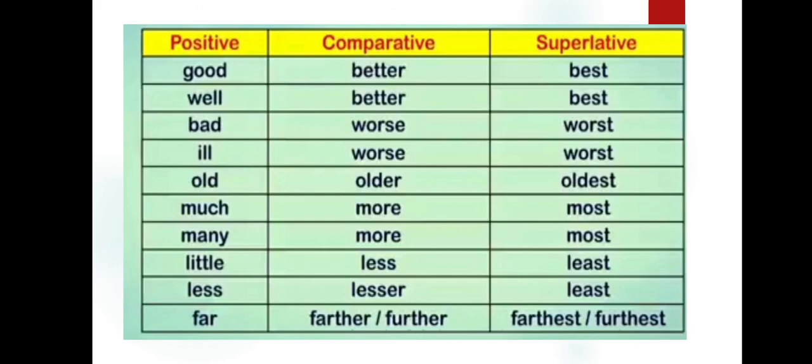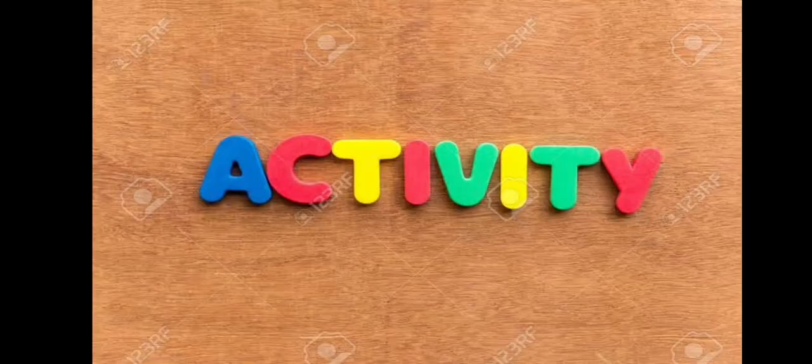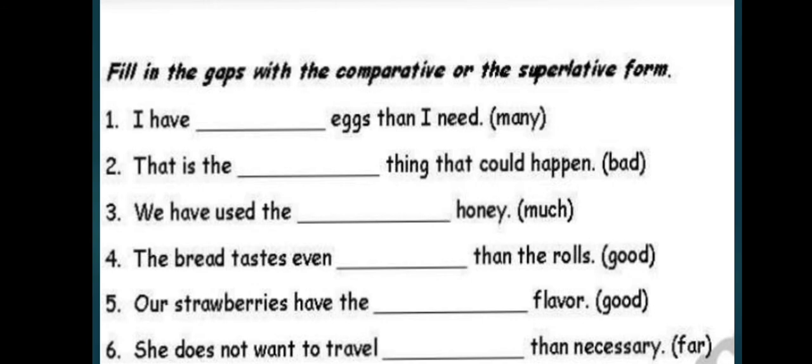Now, children, here is an activity for you all. You have to do this activity in your rough copy. In this activity, you have to fill in the gaps with the comparative or the superlative form. First, I have dash X, then I need. Second, that is the dash thing that could happen. Third, we have used the dash honey. Fourth, the bread tastes even dash than the rolls. Fifth, our strawberries have the dash flavor. Sixth, she does not want to travel dash than necessary.